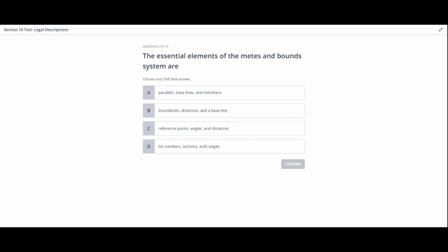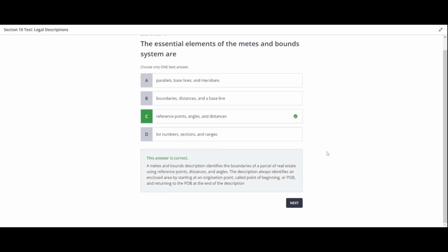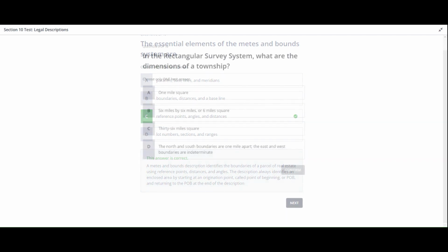I hope you have decided on the option. Now let's find out if your answer is correct or not. So the correct answer is C. Reference points, angles, and distances. A metes and bounds description identifies the boundaries of a parcel of real estate using reference points, distances, and angles. The description always identifies an enclosed area by starting at an origination point, called point of beginning, or POB, and returning to the POB at the end of the description.